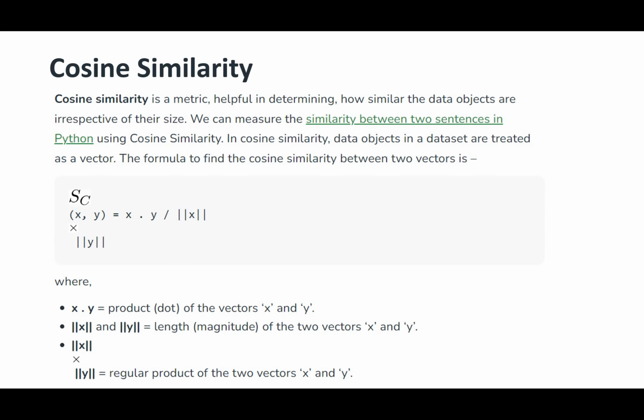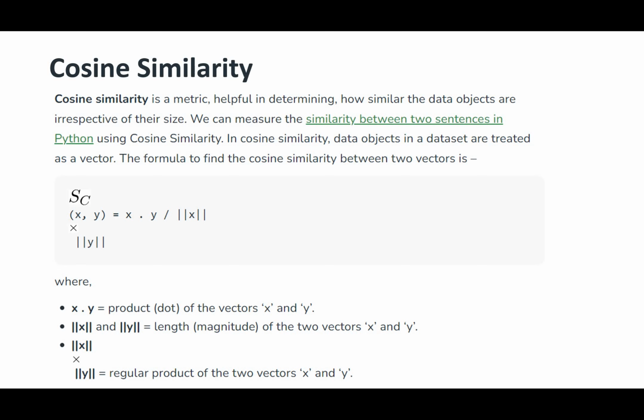One more important term comes up: cosine similarity. Whenever we are searching two texts, two sentences, and doing a similarity check, whether these two sentences are similar or how similar they are, we have to do some similarity checks. A very popular similarity algorithm we use is cosine similarity. Cosine similarity is a metric helpful in determining how similar data objects are irrespective of their size. We can measure the similarity between two sentences in Python using cosine similarity.